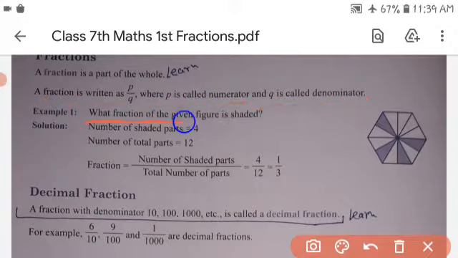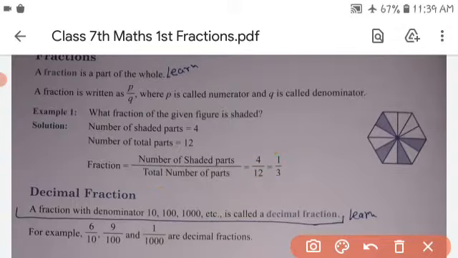What fraction is the given shaded part? Number of shaded parts is 4, number of total parts is 12. Now fraction is equal to number of shaded parts upon total number of parts. 4 over 12, cancel out: 4 ones are 4, 4 threes are 12. The result comes to 1 by 3.